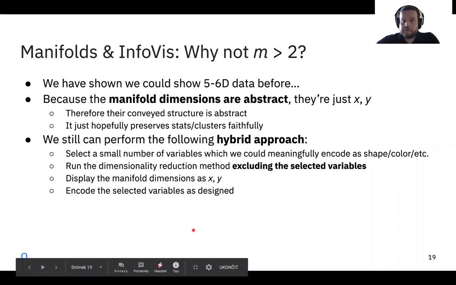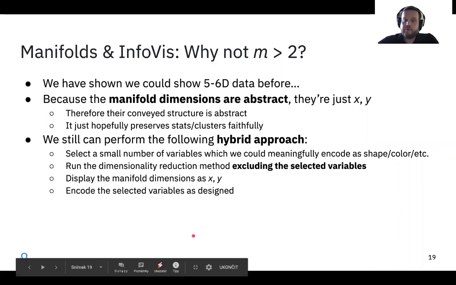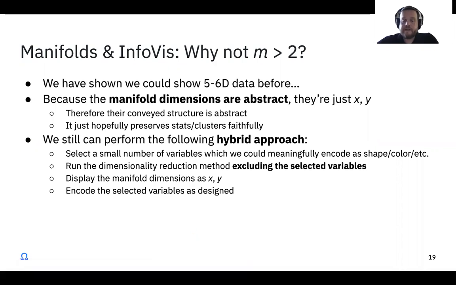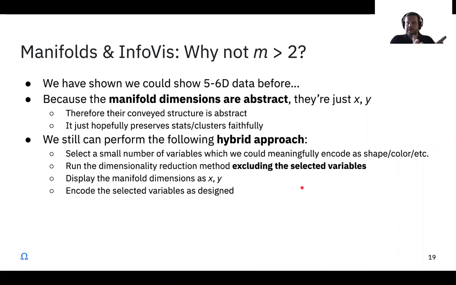And what we can still do is perform the following hybrid approach. We can select a small number of variables, which we could meaningfully encode as shape, color, etc. Then we run the dimensionality reduction method, excluding the selected variables. We just select them, put them on the side, and run dimensionality reduction on the others. Then we display the manifold dimensions as x and y. We plot our scatter plot based on the manifolds we get from this step. And then we encode the selected variables as designed.